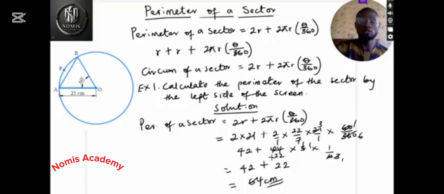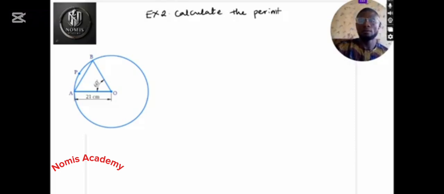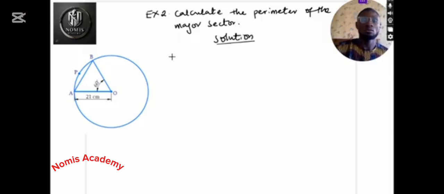So let's calculate for the major sector. That will be our example number 2. Example number 2, calculate the perimeter of the major sector. So let's go into the solution. We all know that the major sector subtends an angle of how many? 300 degrees. That is correct.